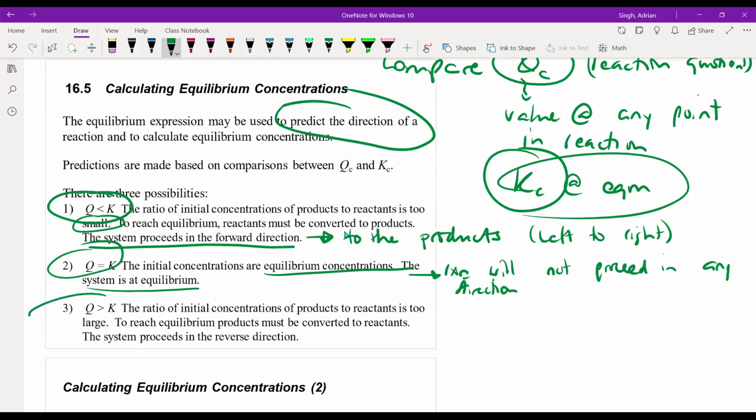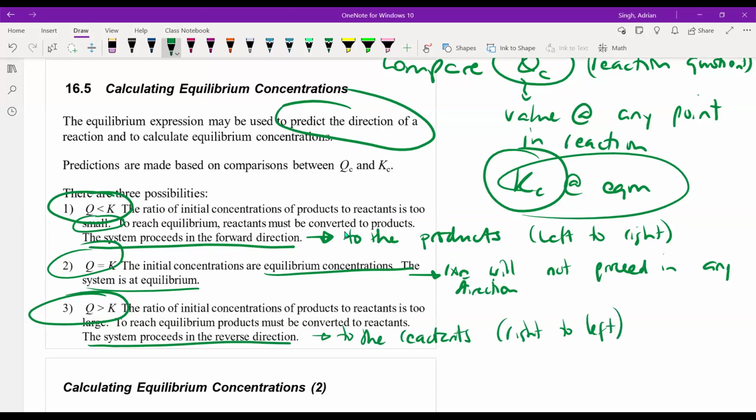And the third possibility, if the Q value at a time point is greater than K, if Q is greater than the equilibrium value, that means that at Q our product is greater than the reactants. That means what we need to do in order to get to equilibrium is that products need to be converted back to the reactants. The system will proceed in the reverse direction. Okay, so to the reactant side, and that means from the right to the left, in order to get us down to that equilibrium value. So these are the situations we're going to come across.